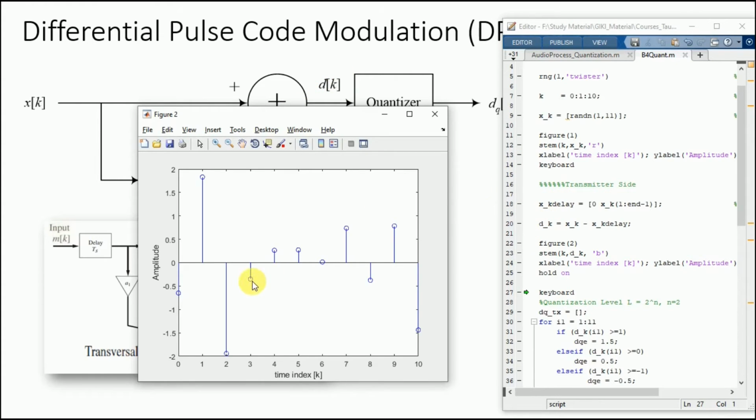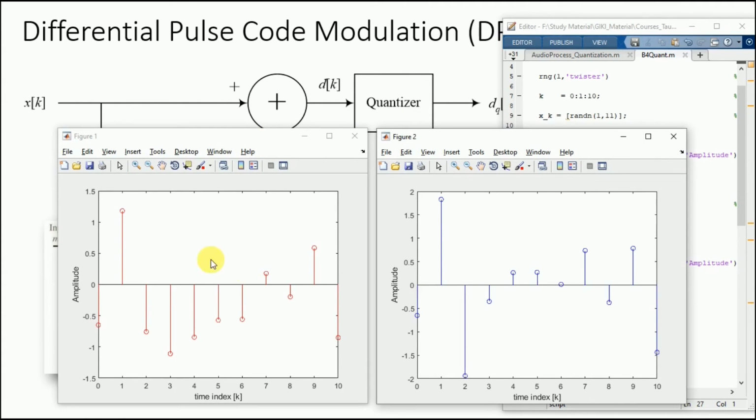So this is our difference signal. This was our original signal, and over here on figure 2 we have the difference signal. Note that for some of the values the difference is quite small compared to the original message signal, but since this is not an audio or a video file, we will have some samples for which the difference has actually increased. This difference signal is represented in figure 2.